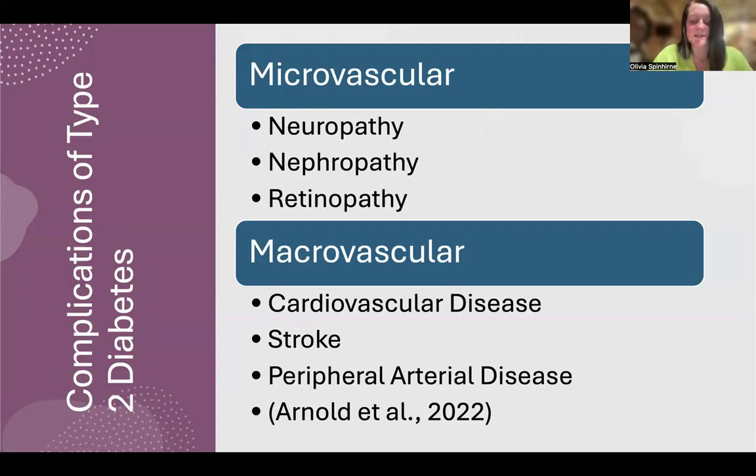If diabetes is not well controlled, patients face both microvascular and macrovascular complications. Microvascular complications include neuropathy, nephropathy, and retinopathy. Macrovascular complications include coronary artery disease, stroke, and peripheral artery disease. Because many of these complications develop silently, regular screenings and early intervention are essential.